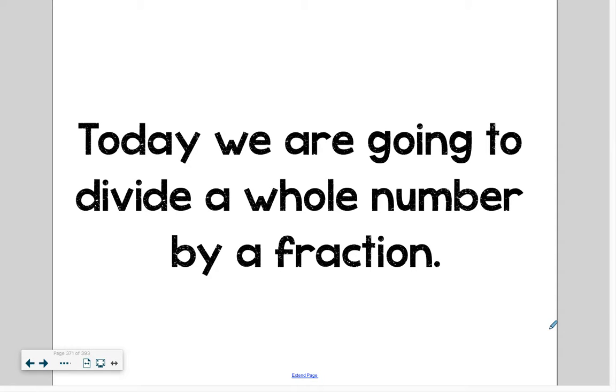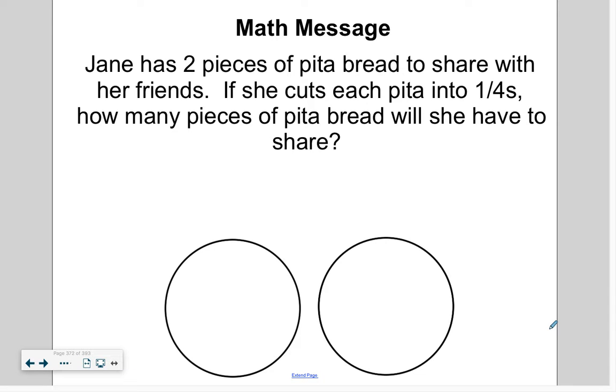Hello. Today we are going to divide a whole number by a fraction. Jane has 2 pieces of pita bread to share with her friends. If she cuts each pita into 1/4, how many pieces of pita will she have to share?